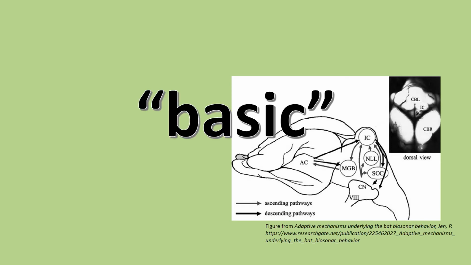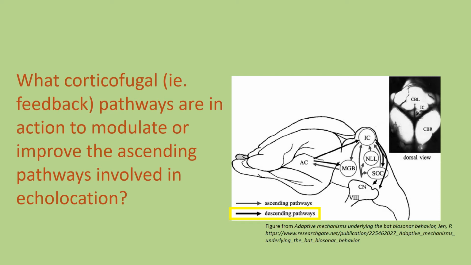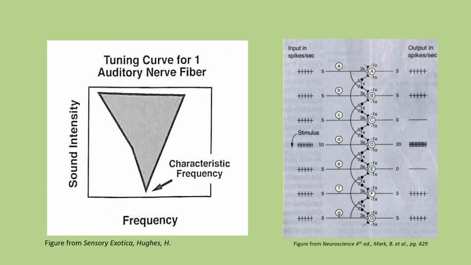Now that we've established the basic cortical representations allowed by ascending pathways, we can look at the role of descending projections, often termed corticofugal, literally meaning running away from the cortex. We can ask the question, what corticofugal or feedback pathways are in action to modulate or improve the ascending pathways involved in echolocation? Recall that frequency tuning curves are sharp, particularly for the fundamental frequency and the harmonics. This is achieved by lateral inhibition mechanisms from projections ascending between regions. However, inactivation of the corticofugal pathway by studies has shown its importance in the fine-tuning of neurons, a feature which is highly important for creating a cortical representation with high acuity and precision.